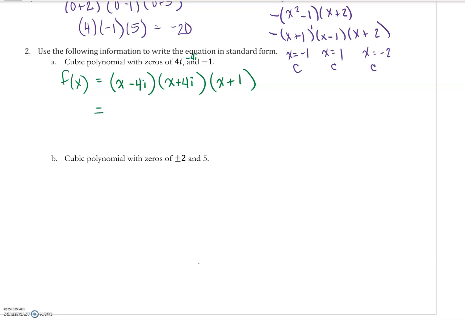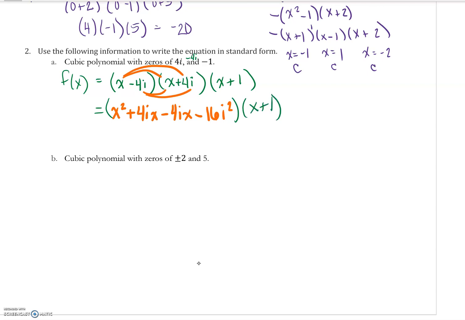So I'm going to start by multiplying my x plus 4i and my x minus 4i together. I know that x times x is x squared. X times 4i is positive 4ix. Then negative 4i times x is negative 4ix. Then negative 4i times positive 4i is negative 16i squared. And remember, we're still multiplying all of that stuff by the x plus 1.